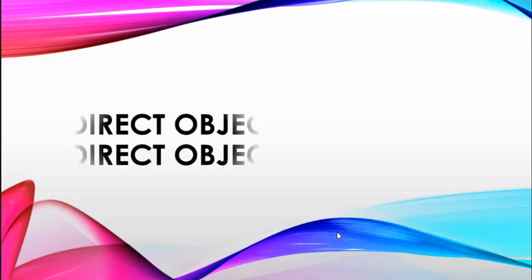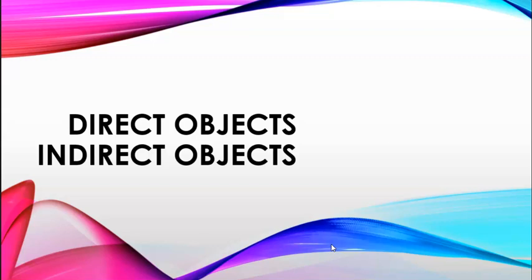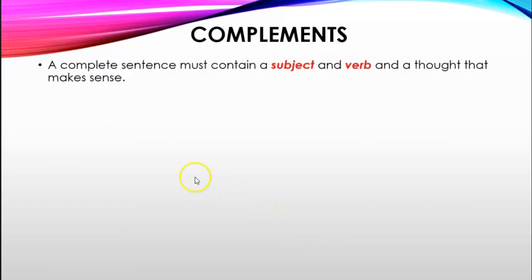Okay, this lesson is on direct objects and indirect objects, and it's our fourth lesson on sentences. So, complements. A complete sentence must contain a subject and a verb and a thought that makes sense. So some examples: Rain fell. All we have here is a subject and a verb, but it's a complete thought. We don't have any questions. Rain fell. Birds sang. Again, subject, verb, two-word sentence, but it makes complete sense.